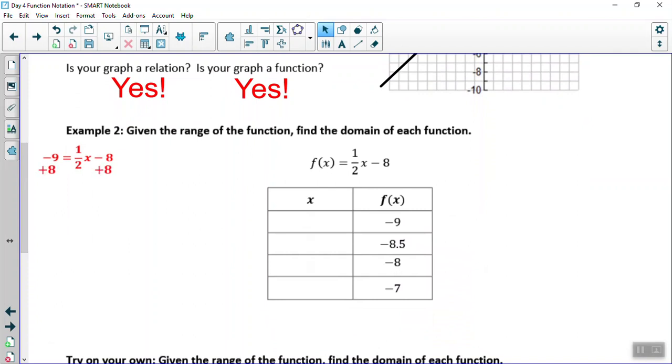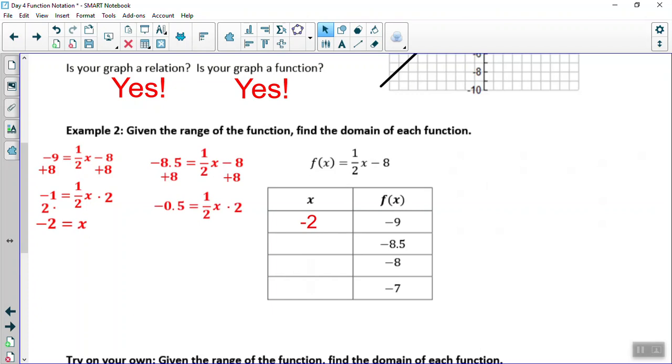So I'm going to add 8 to both sides. Now to get rid of that divided by 2, I can multiply both sides by 2. And now we're left with -2 equals x. Now I could do it again. I'm going to follow those exact same steps every single time. It's just this time, the number that I replace f of x with becomes the second number here. So just like before, I'm going to add 8 to both sides, and then multiply both sides by 2. And now I'm left with x equals -1.